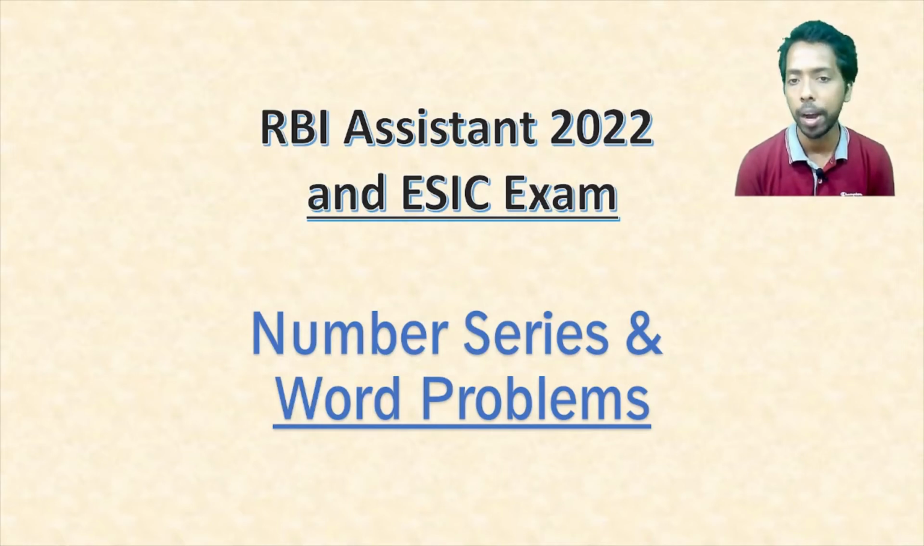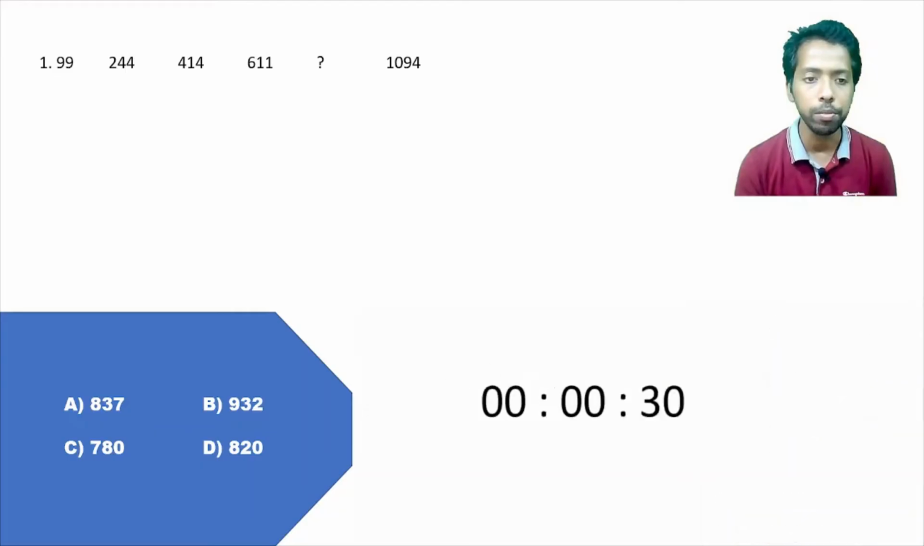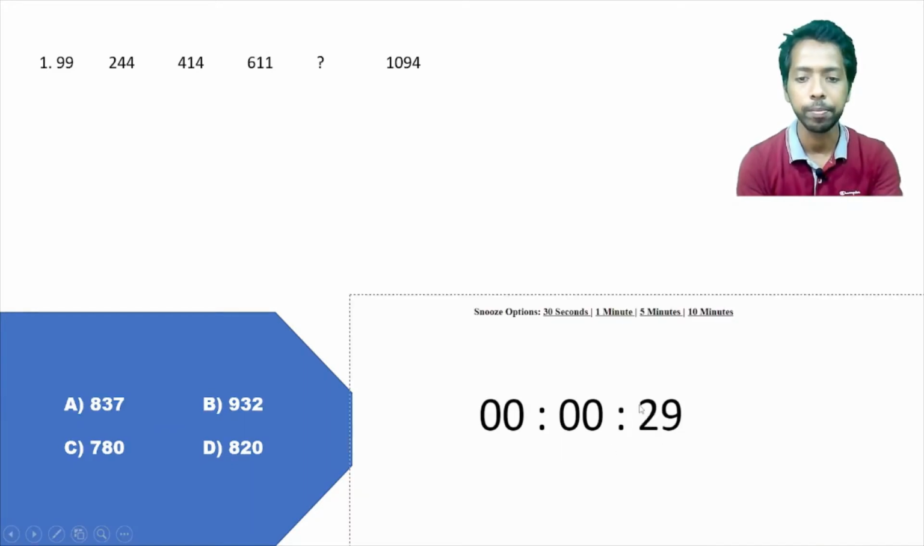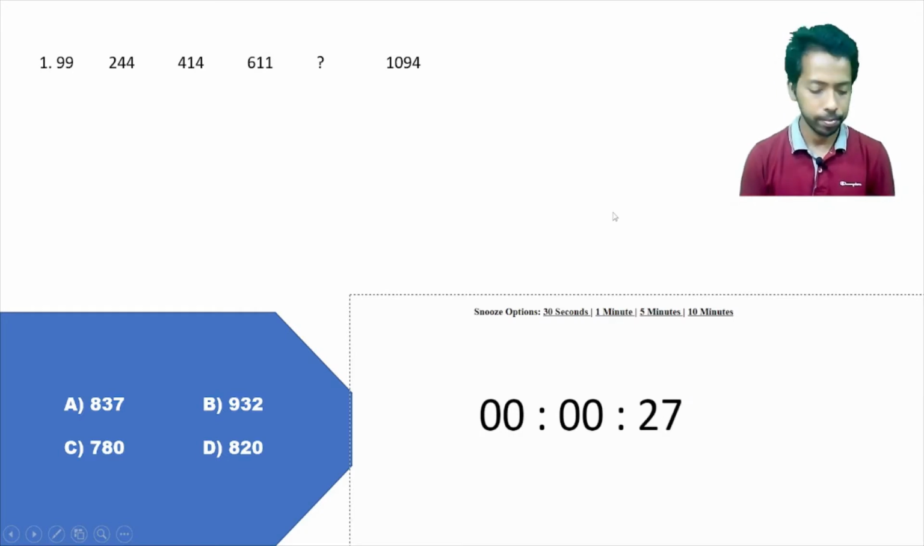First we will solve 5 number series questions and then move to 5 word problems, right? All are based on the prelims kind, so questions are easy, or to some extent easy to moderate level. You can easily handle it, right? So moving to the first one. Here is the first one for you, and here's the timer. Go for it.